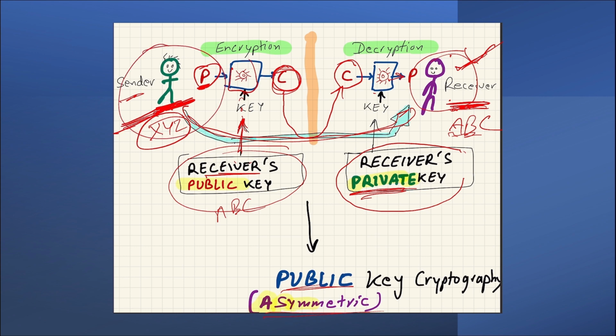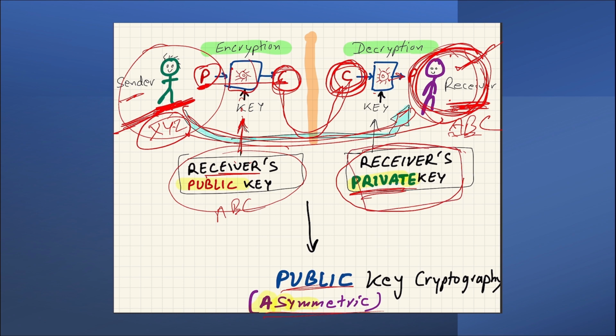This guy here uses her public key, encrypts the message, and sends it over. This person here receives the ciphertext or encrypted text, but uses her own private key to decrypt it. So this is how, in a nutshell, public key cryptography works.